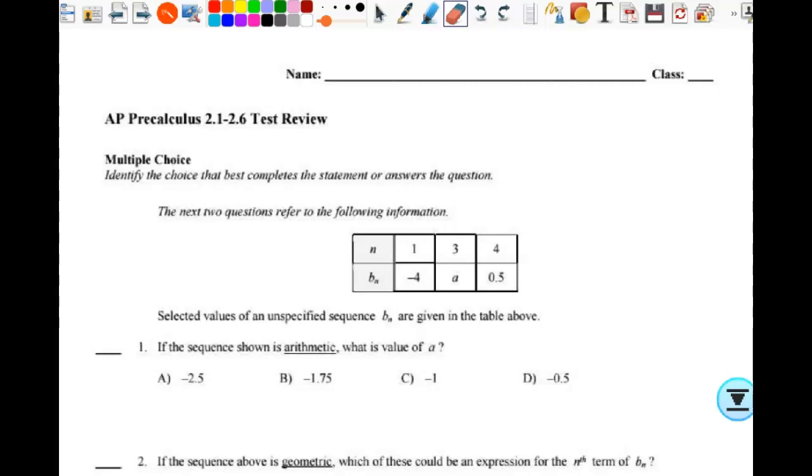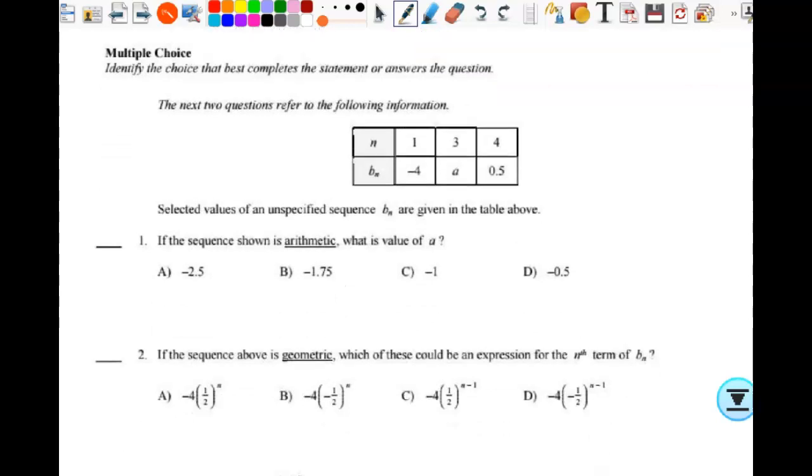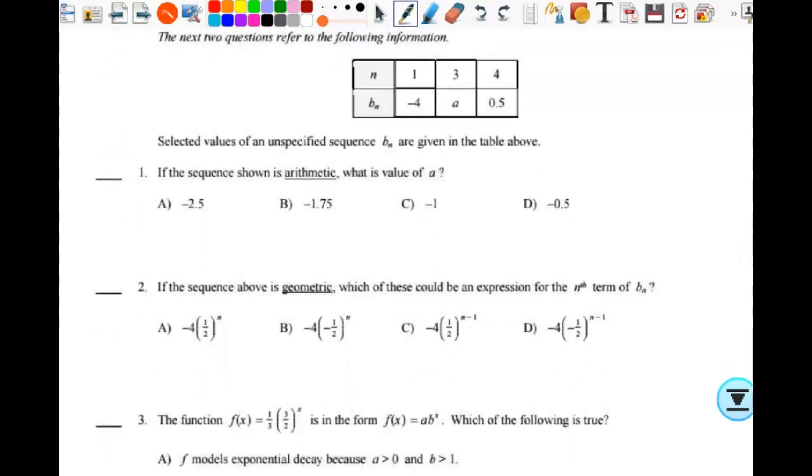I'm going to zip through this kind of quickly. And you are at the controls, so you can pause, rewind, fast forward, whatever it is that you need to do to ensure that you're ready for this test.